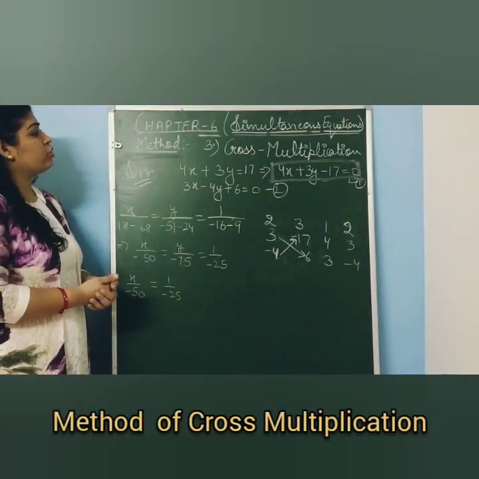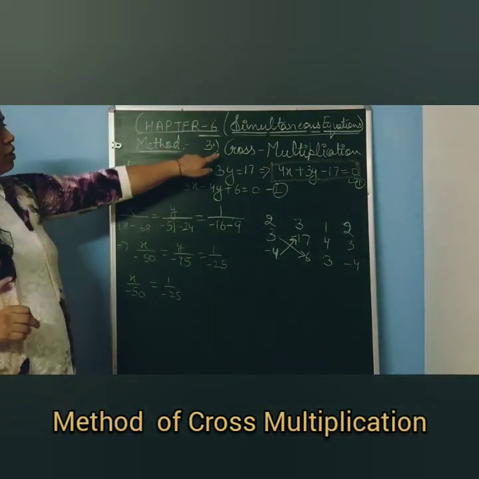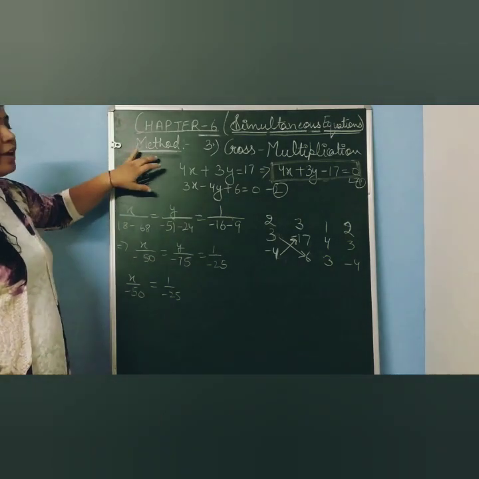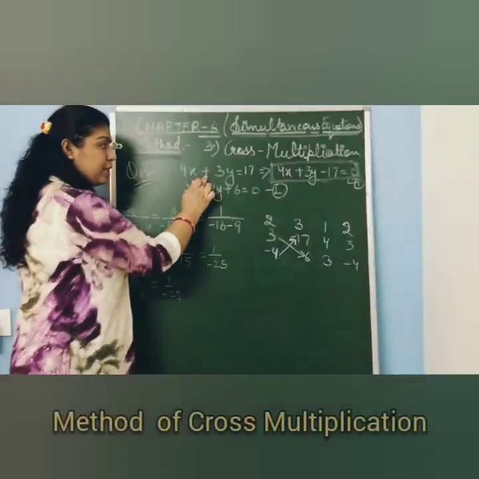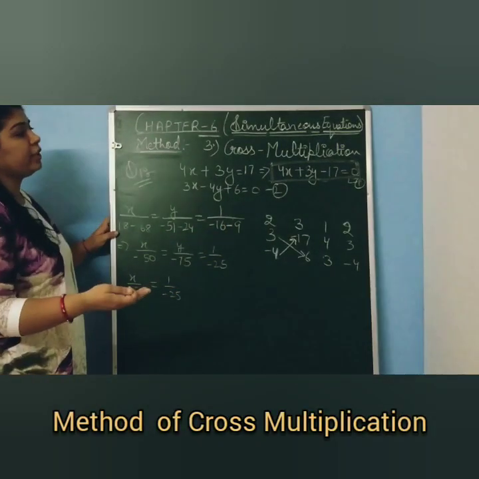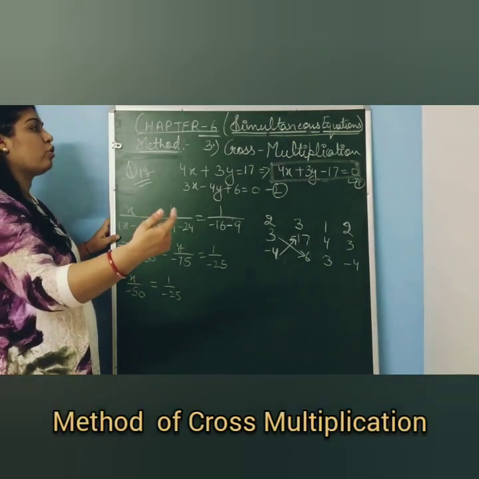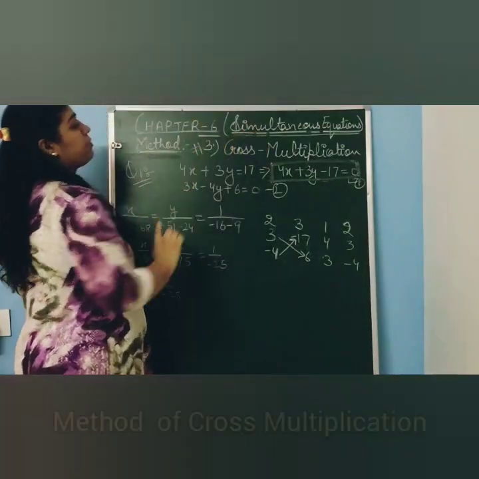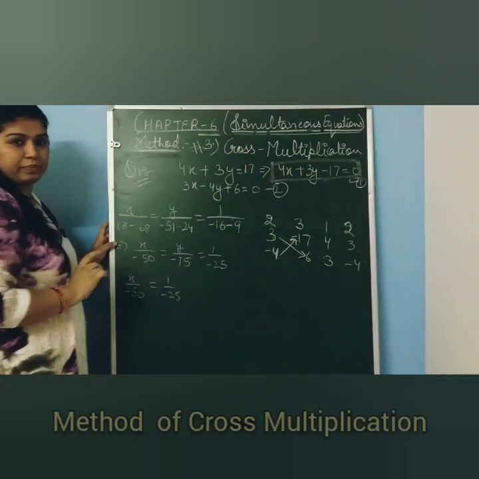Hello students, today we are going to start method 3, cross multiplication, of chapter 6, simultaneous equations. We have done two methods already. One was the method of substitution, that means solving two simultaneous linear equations by substitution. The second method was elimination by equating coefficients. This is the third method to solve simultaneous linear equations, the method of cross multiplication.